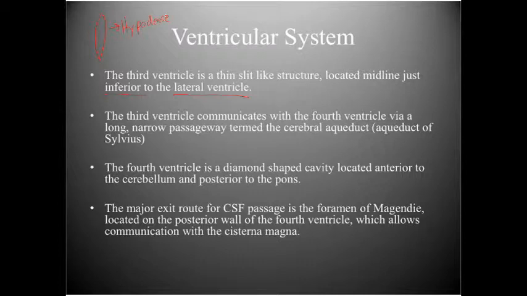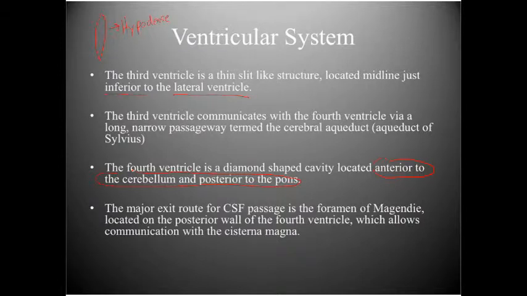The fourth ventricle is a diamond-shaped cavity located anterior to the cerebellum and posterior to the pons. So that is something that you want to keep in mind. That's going to be anterior to the cerebellum and posterior to the pons. That will give you a precise location of where it is.